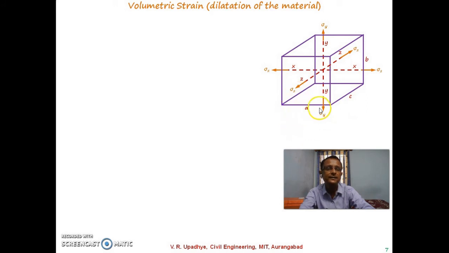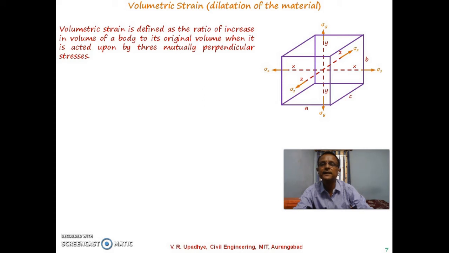And let us say along the x-axis the dimension of that cube is A, along the y-axis that dimension is small b, and along the z-axis that dimension is c. So with these dimensions, volumetric strain is defined as the ratio of increase in volume of a body to its original volume when it is acted upon by three mutually perpendicular stresses. So we have dimensions A, B and C along the x, y and z axes of that particular cube. Then initial volume is A into B into C.